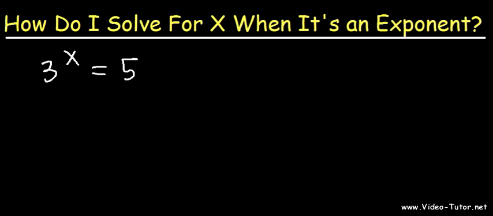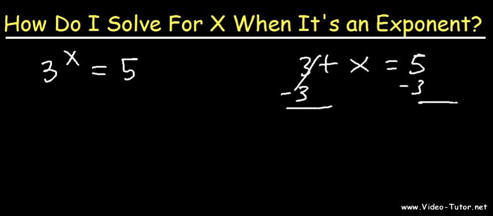Have you ever wondered how to solve for x when it's an exponent? I mean, let's say you have 3 plus x equals 5. This would be easy. You would subtract both sides by 3. These two cancel. X equals 2. Life is great. But how do you solve for x when it's an exponent?